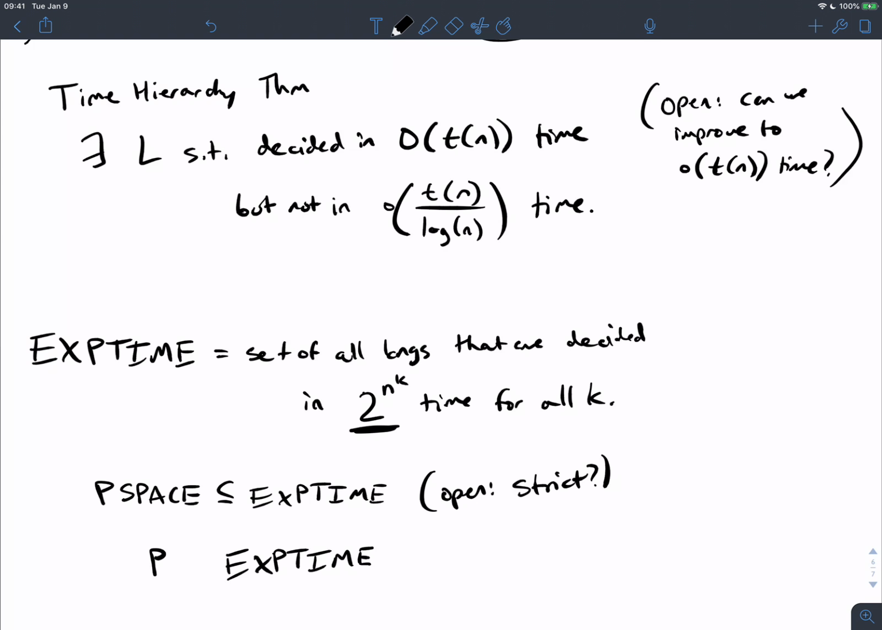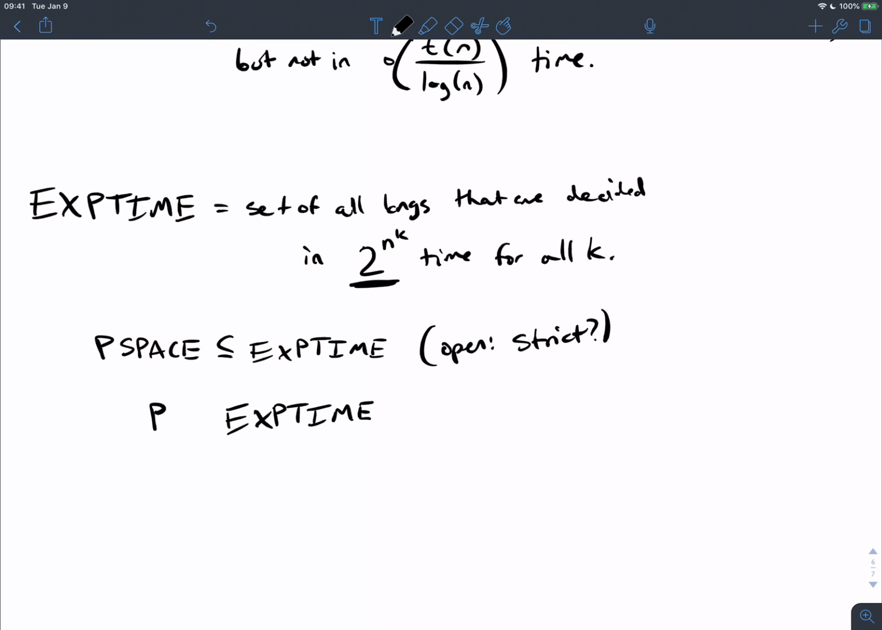It's a strict containment. So this is a strict containment. So there, you can actually find such a language. If you've defined, for example, EXPTIME-completeness, that problem cannot be in P because it's the hardest problem in EXPTIME.